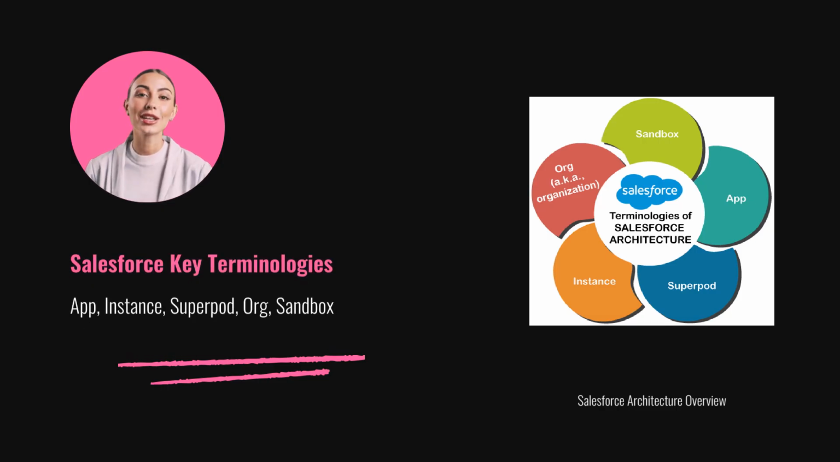Key Salesforce architecture terminologies include app, instance, superpod, org, and sandbox. An app visually collects elements, while an instance is the user-facing software configuration. Superpod ensures service isolation, and Sandbox allows testing with sample data. Org represents a specific customer environment, customizable for security and sharing settings.